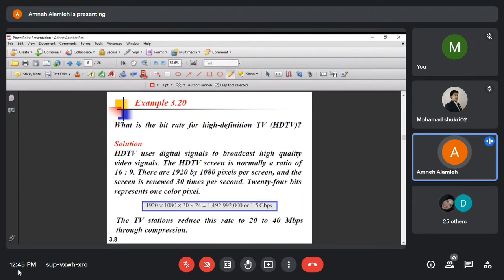They are renewed 30 times per second to stay seeing it. So 24 bits represents 1 color pixel. So we calculate easily by multiplying all these numbers and get 1.5 gigabits per second. And this is a very large number and very expensive. So the TV stations reduce this rate to 20 to 40 megabits per second by a process called compression.